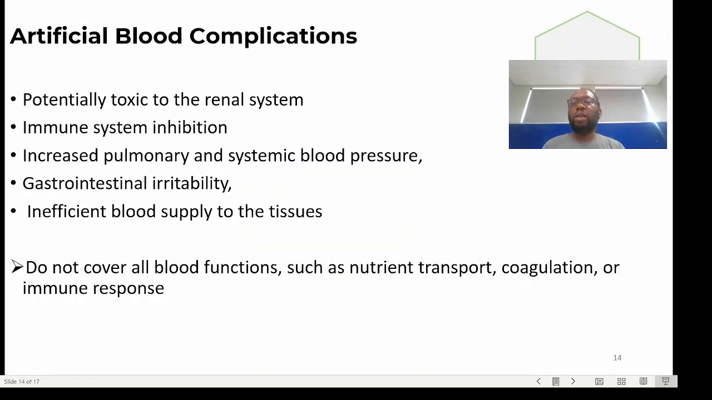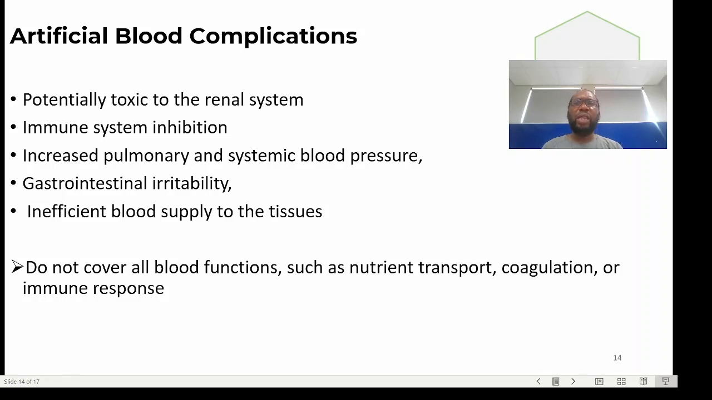As we've discussed, unprotected hemoglobin causes issues such as toxicity to the renal system. It can lead to immune system inhibition, as we can see with perfluorocarbons, which cause pneumonia. We also have increased pulmonary and systemic blood pressure, cardiovascular diseases, gastrointestinal irritability, and insufficient blood supply to the tissues. Most artificial blood products don't mimic the other functions of actual red blood cells, such as transport of nutrients or coagulation and immune response features.